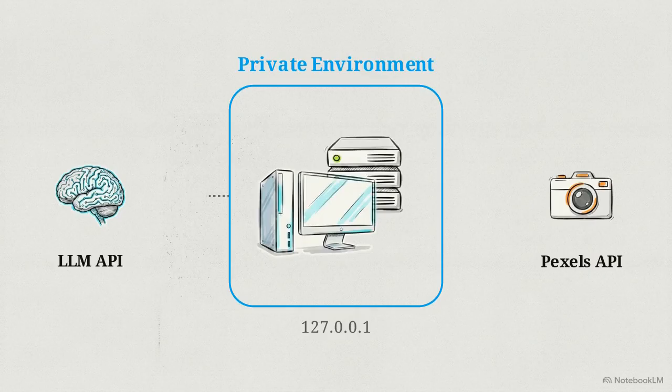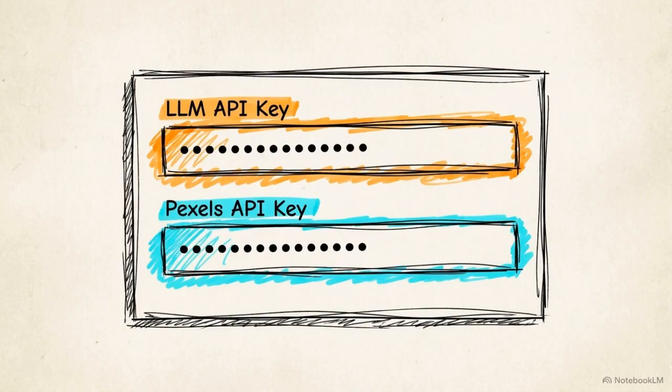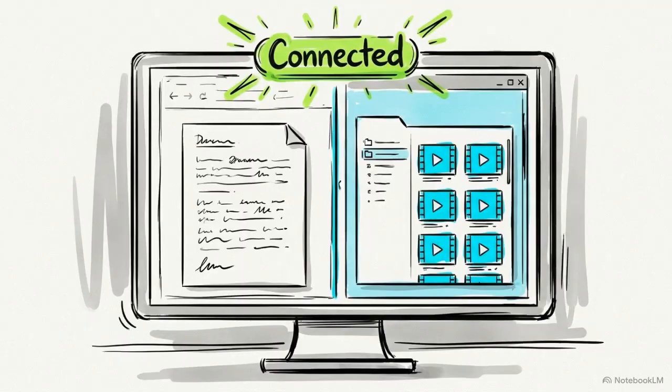Navigate to the Configuration tab to link our local hub to external services. First, input your LLM API key, like DeepSeek or Moonshot, for optimal script writing. Next, paste your Pexels API key to retrieve high-quality stock footage from their database. By authenticating these distinct external endpoints, you have effectively given your local application the intelligence to write a narrative and the vision to find the clips that match it.